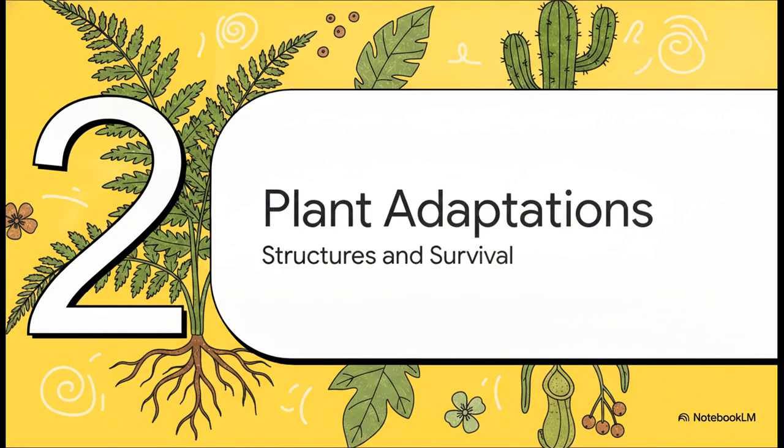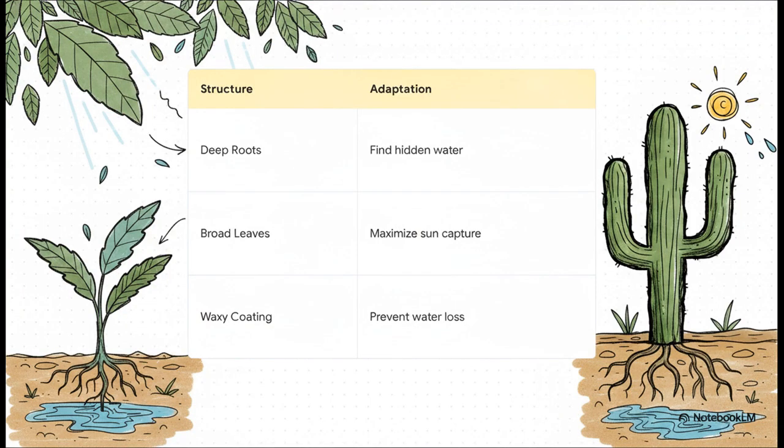Moving right along to Section 2, Plant Survival and Adaptations. Now, what's really fascinating here is how an organism's physical structure is a direct response to the environment it lives in. It's a perfect adaptation for survival. For example, deep roots aren't just a random occurrence, right? They exist in dry, arid biomes, so a plant can reach far underground to tap into hidden water sources. Broadleaves act exactly like giant solar panels in low-light environments, maximizing the capture of whatever little sunlight filters through the forest canopy. And that thick, waxy coating you might see on desert plants, that's a protective seal meant to prevent precious water from just evaporating into the hot air.